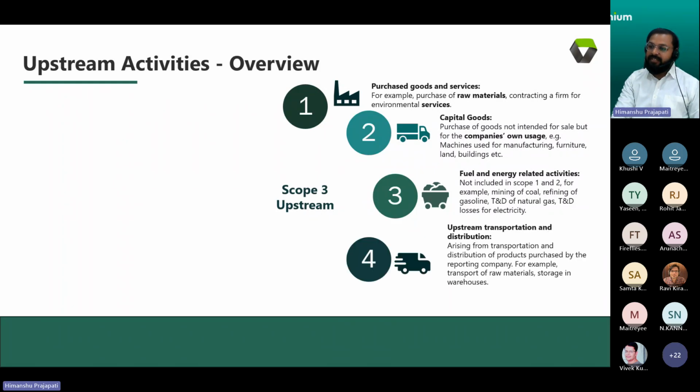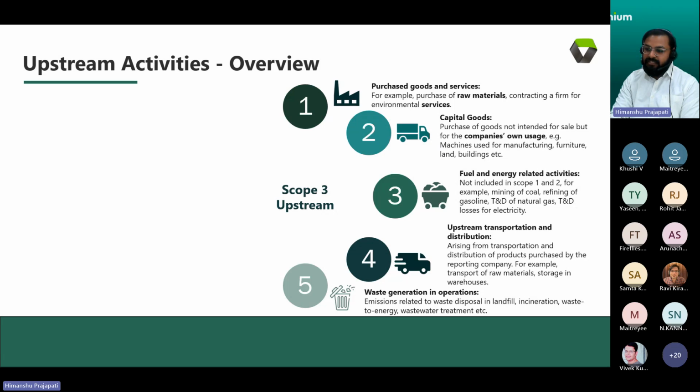Thereafter, there is the upstream transportation and distribution. So for an example, if you are procuring the raw material, it would reach to you via a courier service, for an example. So whatever emission that goes into the transportation and distribution arising from the usage of trucks or ships or whatever means are there, those will be part of the upstream transportation and distribution.